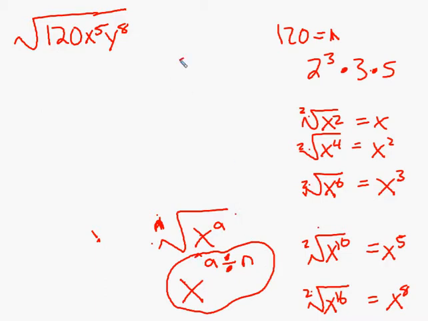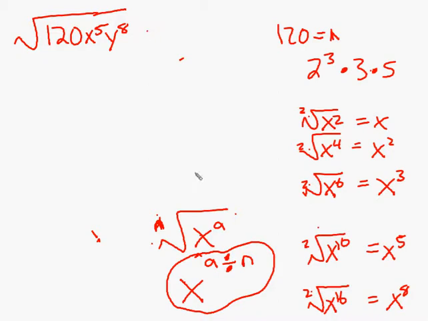So if the index isn't there, it's always going to be 2? Yep. So it's kind of weird. Sometimes when something isn't there, it's a 0. Sometimes it's a 1. And sometimes it's a 2. And the reason it's a 2 is it wouldn't make sense to take the first root of something.